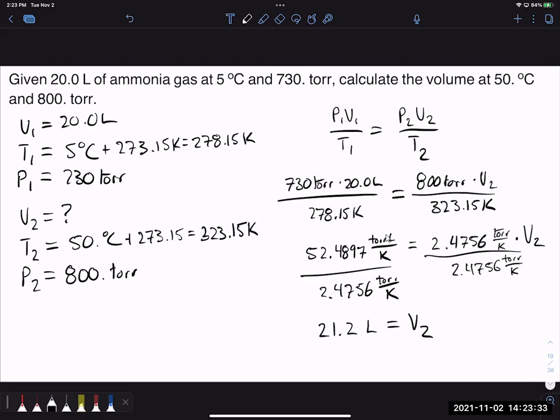So I want to point out too, that our units from here are torr liters per Kelvin. And we divide this by torr per Kelvin. When you divide by this, you can multiply by the inverse, and it's the same thing. So this is the same as torr liters per Kelvin times Kelvin over torr. So then when we cancel these units in our final math here, Kelvin cancels and torr cancels to leave us with liters.